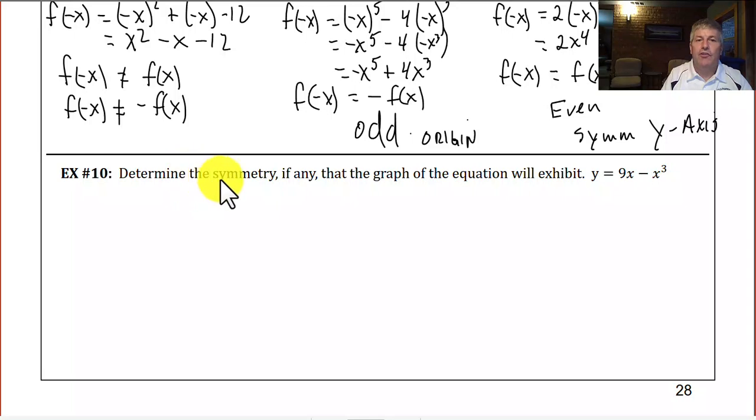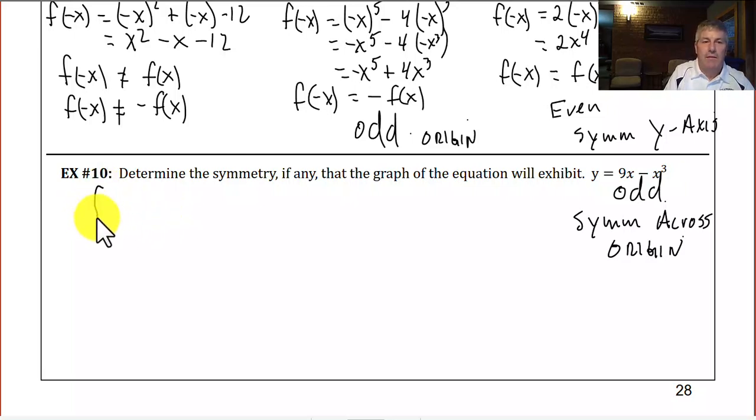Example 10 says determine the symmetry that the graph of this equation will exhibit. We have 9x minus x cubed. Well, each of these are degree 1 and degree 3. Those are odd numbers. This is going to be an odd function, which means it's going to be symmetrical across the origin.